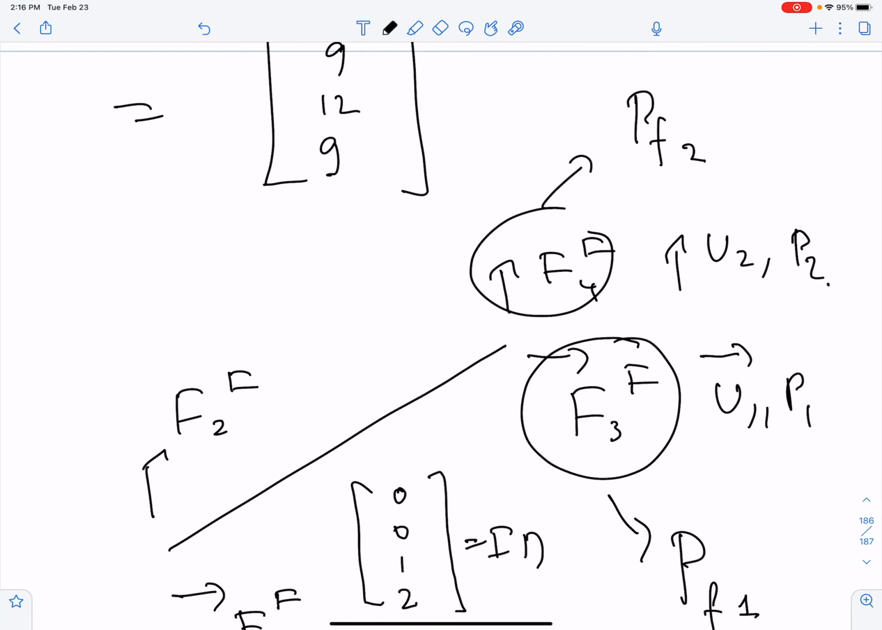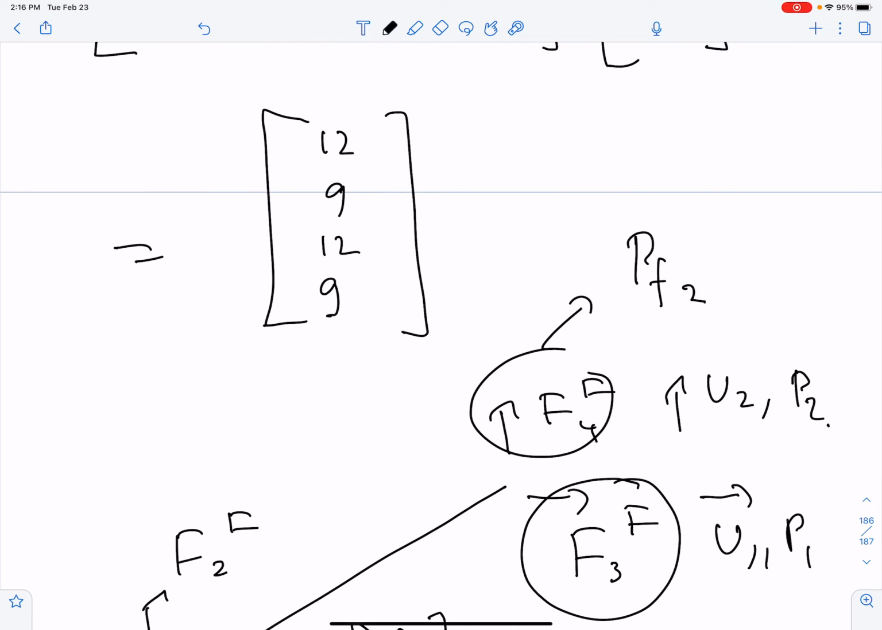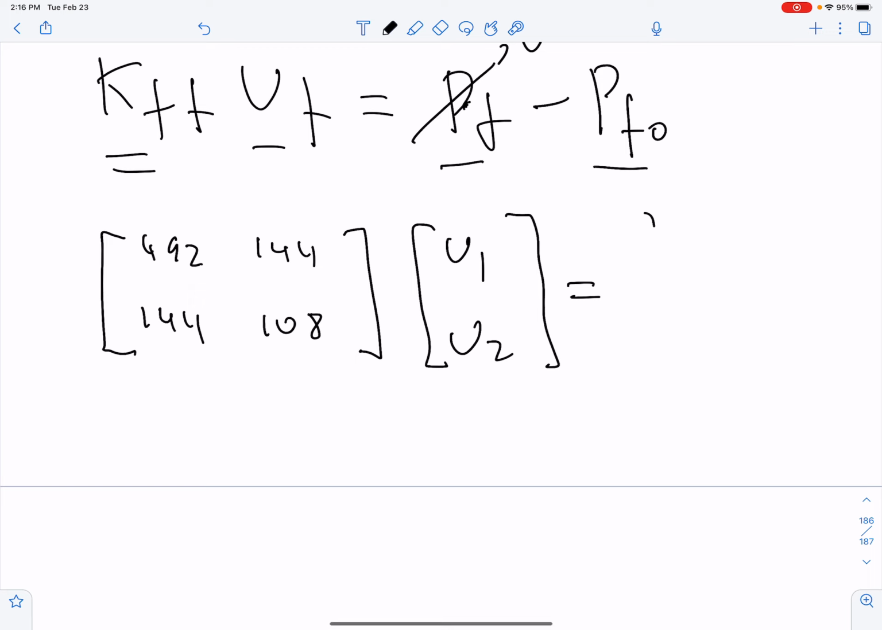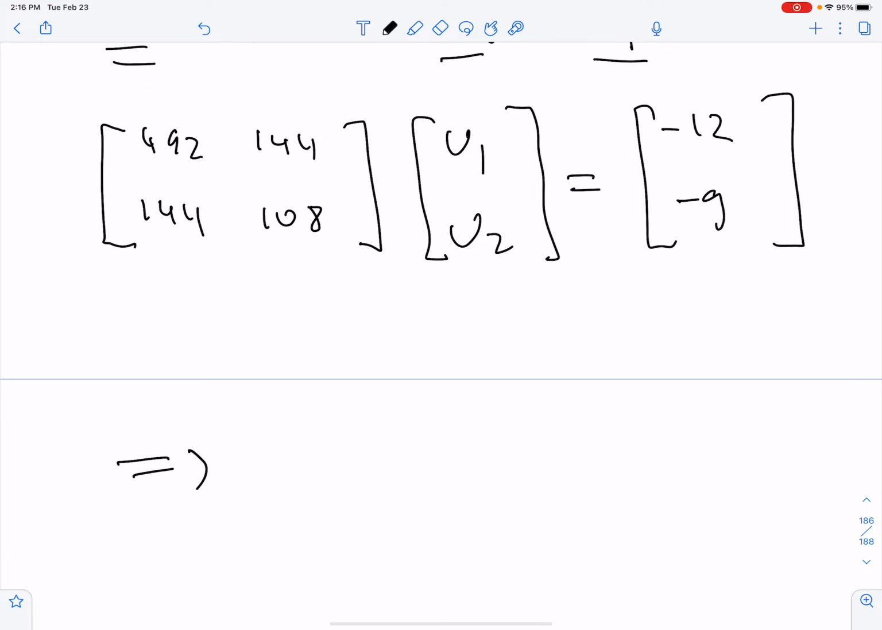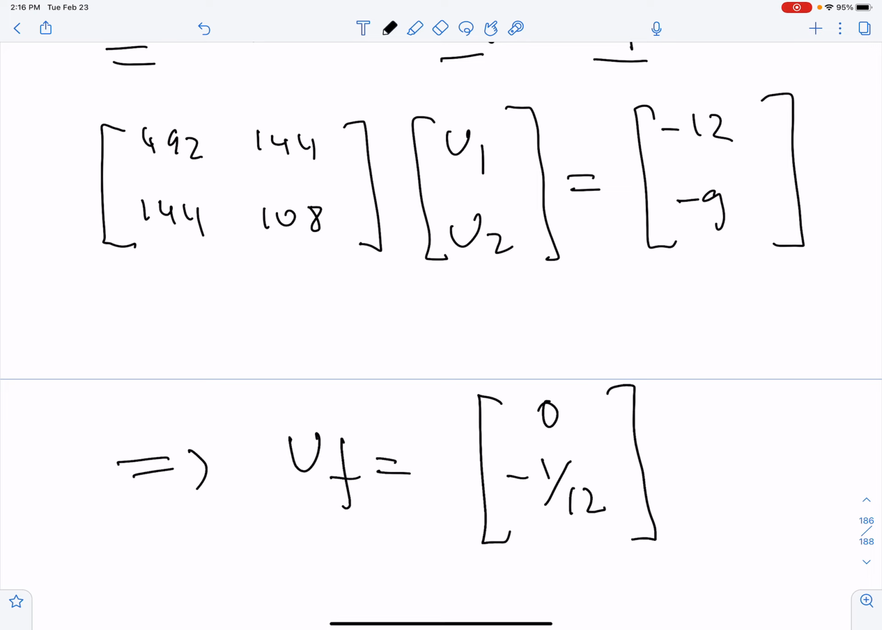F3, F4, what is F3, F4? 12, 9, right? So minus PF0 becomes minus 12 and minus 9, okay? And from here, we solve for U1 and U2 to obtain UF to be 0, minus 1 over 12, okay?